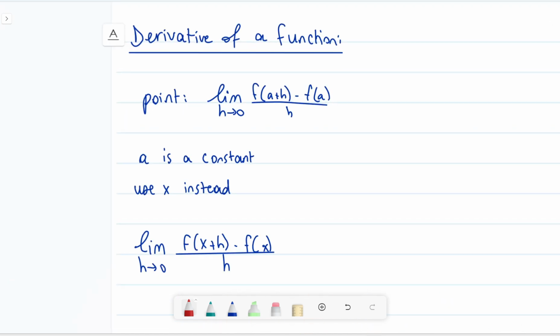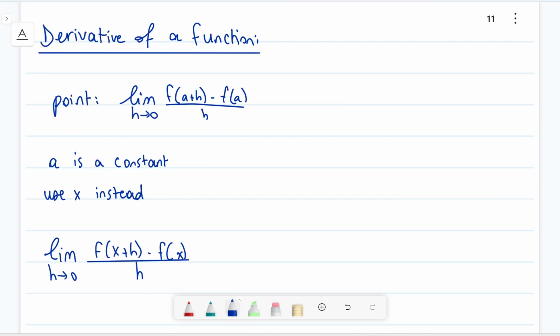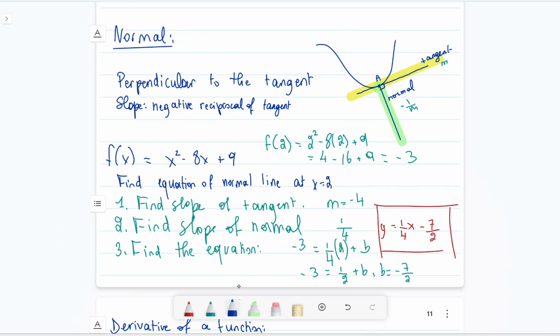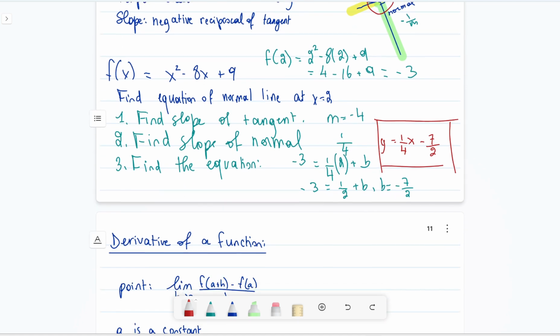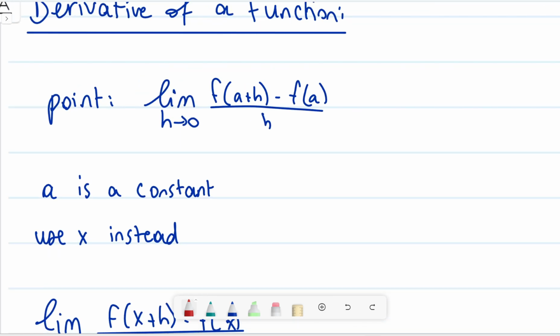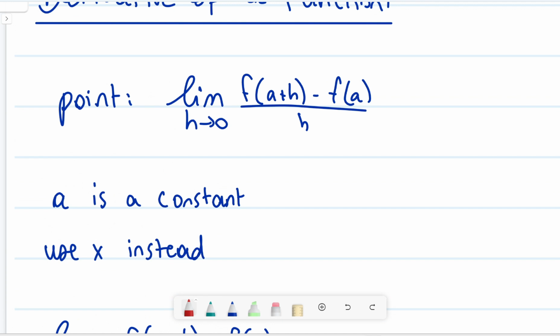Now let's continue with the explanations a bit. So the derivative of a function, up until what we were doing before, we were looking at the derivative at only one specific point. Now, what if we want to find the derivative of a function? So, first of all, at a point we had to find the derivative or the slope of the tangent at a point. What we did was the limit of f of a plus h minus f of a divided by h as h approaches 0.